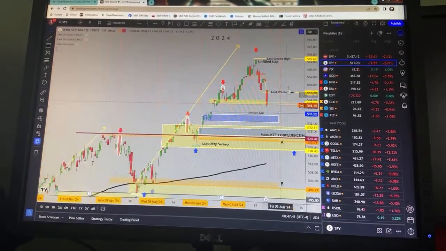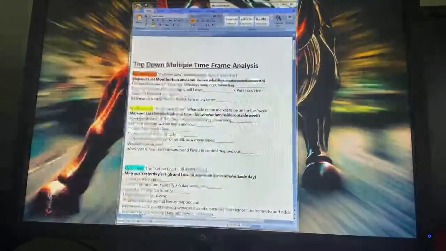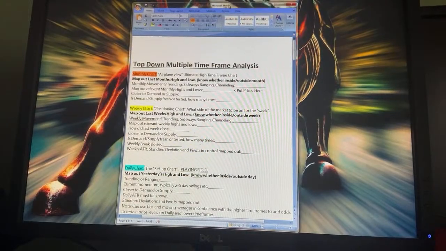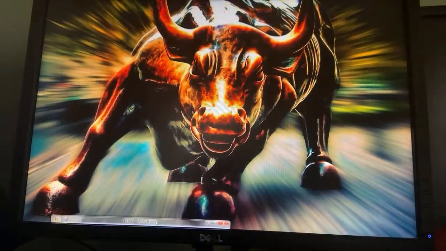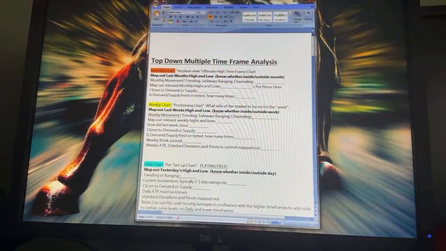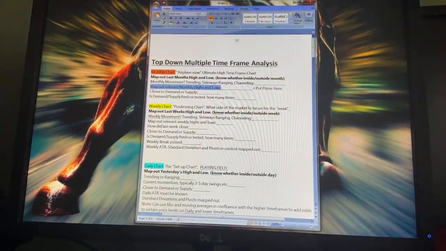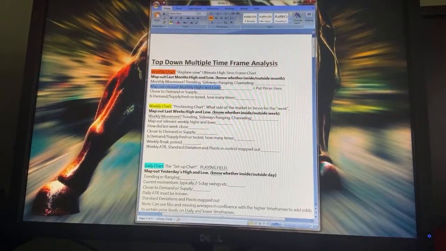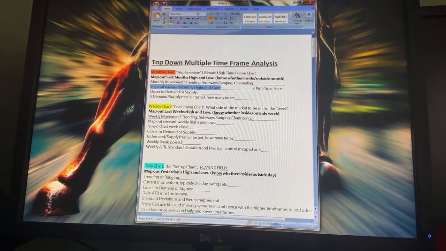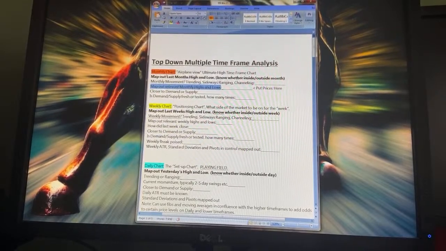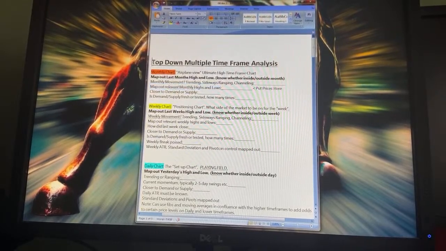All right, and just real quick, if you are really super new, we have a quick little checklist here to start the morning off. The foundation that Phantoms operates off of is institutional order flow, institutional demand, institutional supply, starting from a top-down approach, multiple time frame analysis. Top-down means we're going to be starting with high time frames: monthly, weekly, daily.